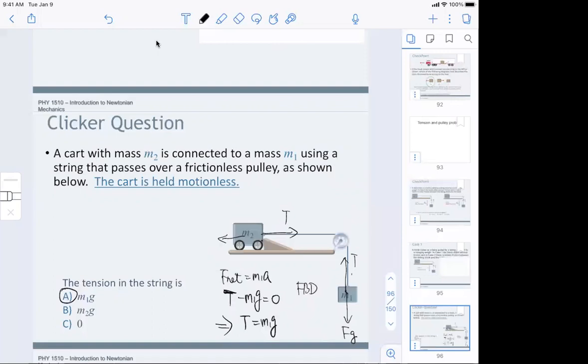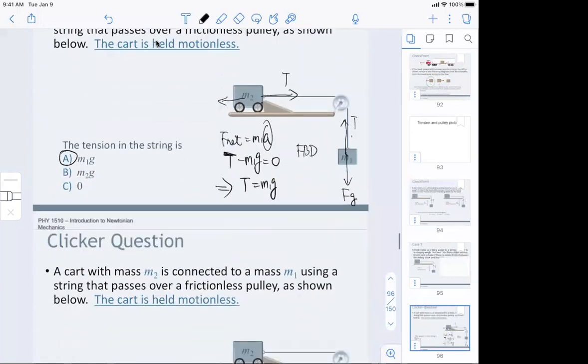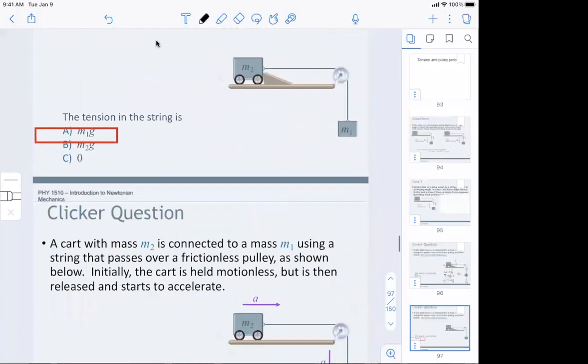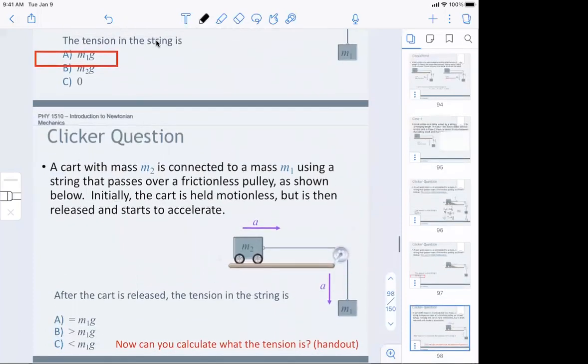If they're moving, it shouldn't be too different, because we simply need to change the acceleration. Here the acceleration is 0, but once it starts moving, let's just predict the tendency of change. Do you think the tension now is going to be bigger, smaller, or the same as before, as in mg? Just to remind you what we had previously, we did a free body diagram on M1.